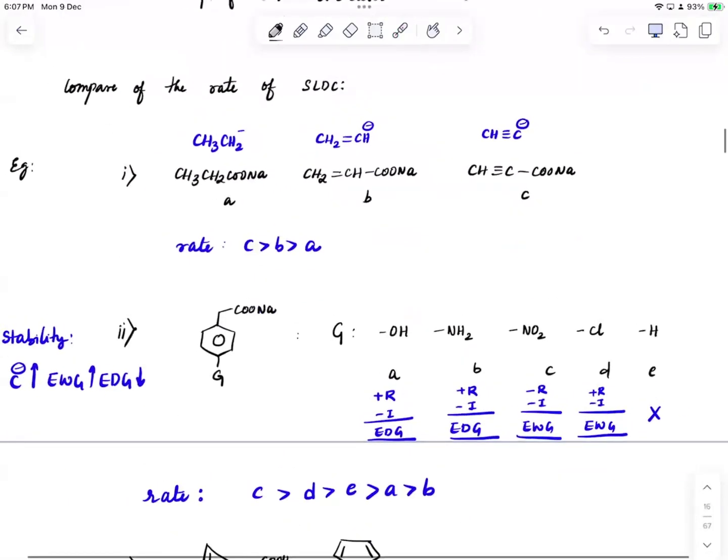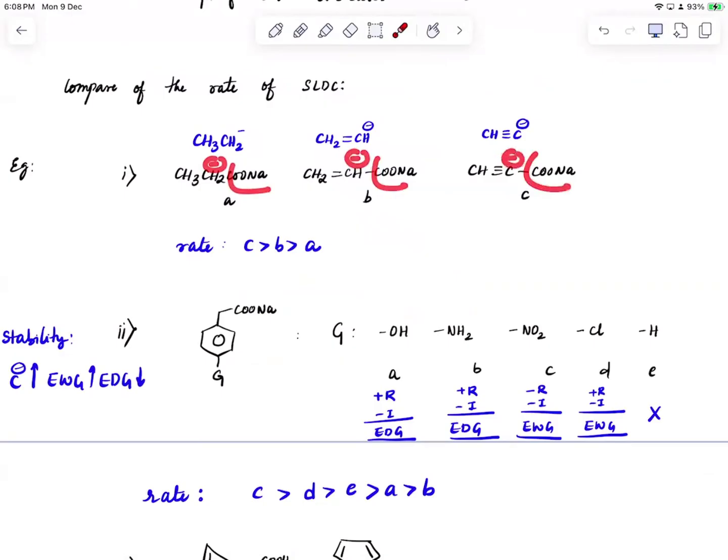Now compare the rate. The rate is compared based on the stability of the carbanion. So you can notice if you remove this carbon dioxide, you make a negative charge here, here, and here. You can see this is a triple bonded carbon, a double bonded carbon, and a single bonded carbon. So obviously the triple bonded carbon is more stable than double bonded than single bonded. So C, B, A, that should be the rate.